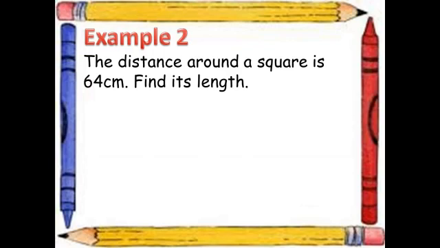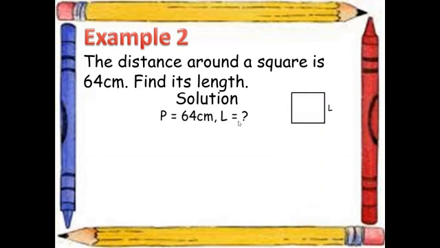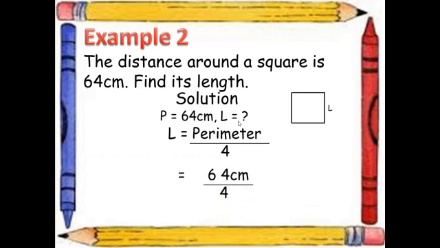Okay, example 2. The distance around a square is 64 centimeters. Find its length. Mind you, what's the meaning of distance around? Distance around simply means perimeter. So the perimeter of a square is 64 centimeters. We are asked to find the length. What's our formula again? Before you write the formula, ensure to write out your parameters. We have perimeter, which is 64 centimeters, and then we're looking for the length. So our formula is length equals perimeter divided by 4, which is 64 centimeters divided by 4.